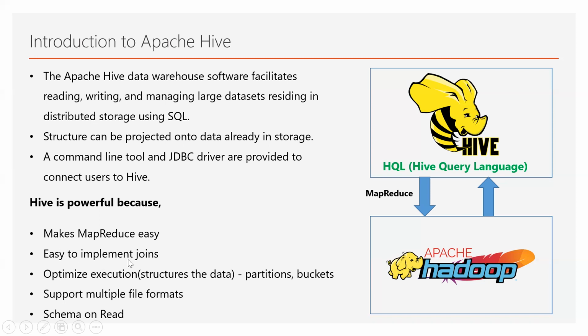And it's easy to implement joins. When you take any data warehousing implementation, joins are inevitable, right? You need to join multiple datasets to get your result or output. Here it is very easy because you represent it as SQL queries. You're not going to do a MapReduce job. We also saw how to perform map side join and reduce side join, and it was difficult to implement.